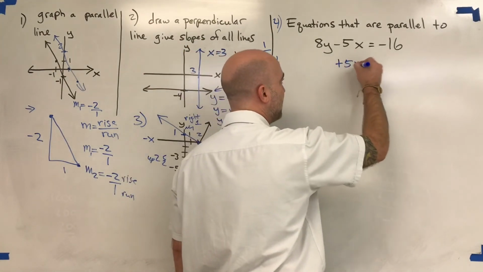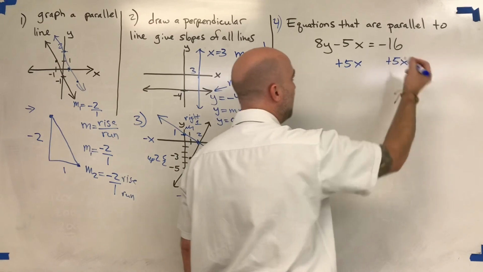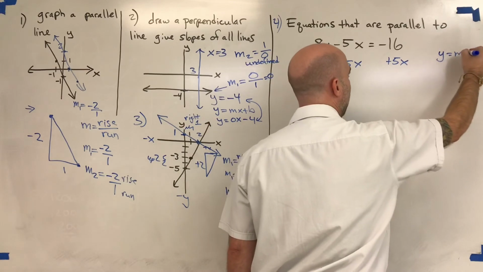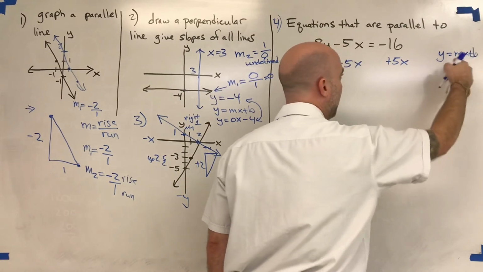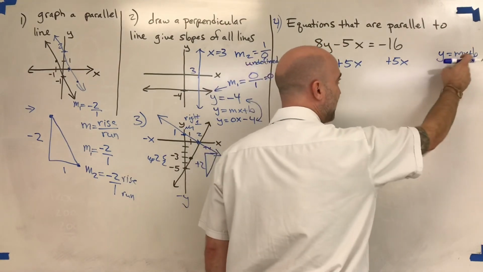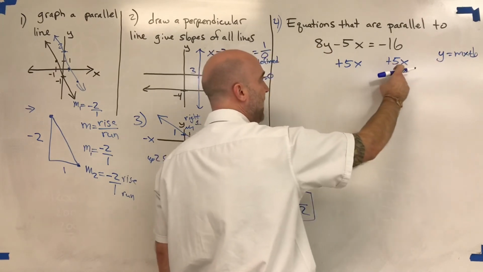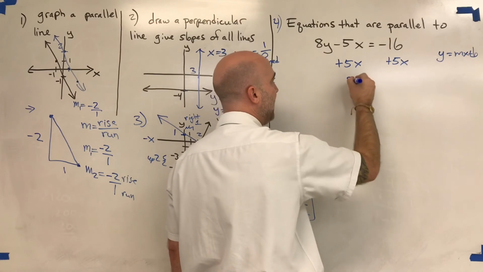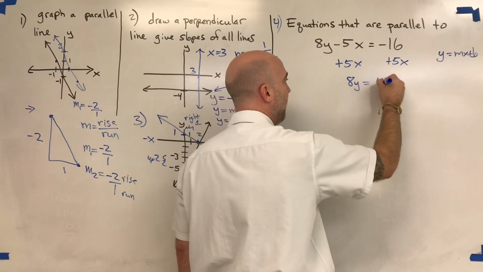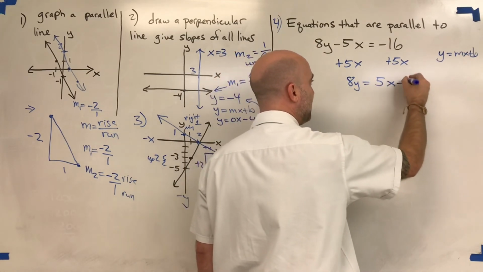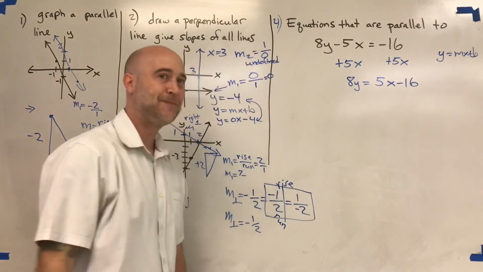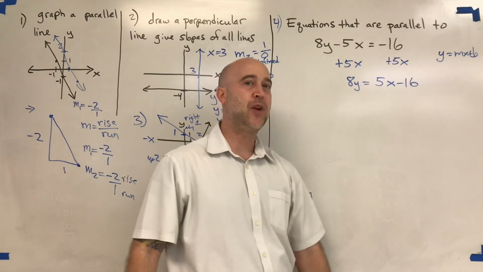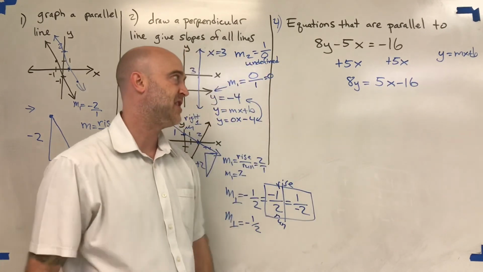Plus 5x, plus 5x. Now slope-intercept form, it's good to remember, it's y equals mx plus b. So y is by itself, and the x comes in front of the number. So when I add this together, I'm going to make sure the 5x is in front. I now have 8y equals 5x minus 16. You cannot combine these. These are x's, these are numbers. You can only combine like terms, so they do have to stay separate.